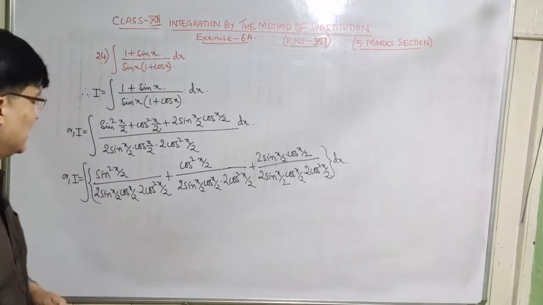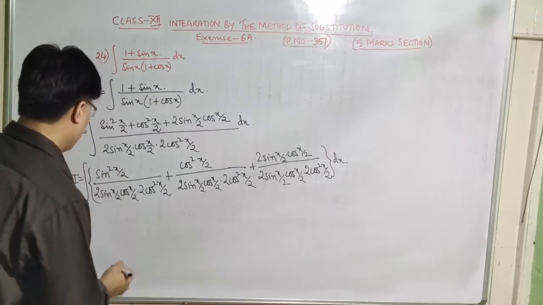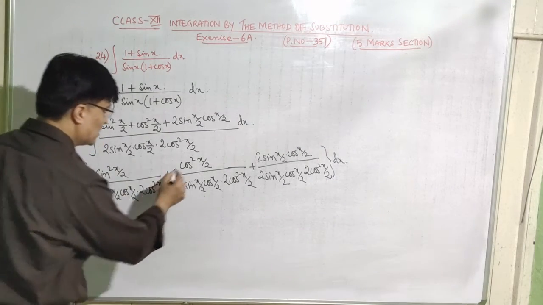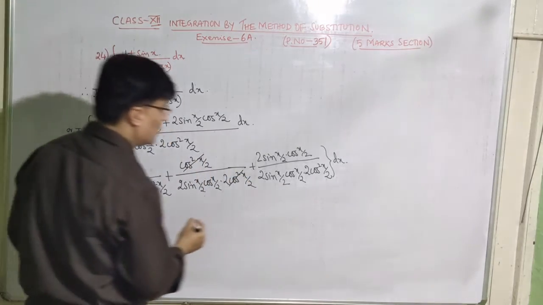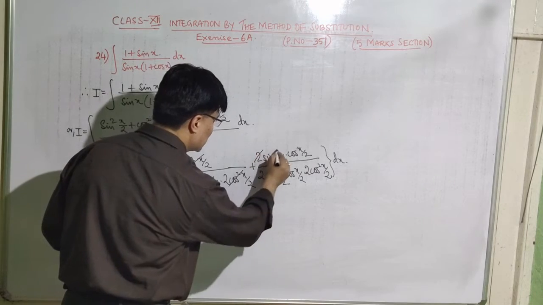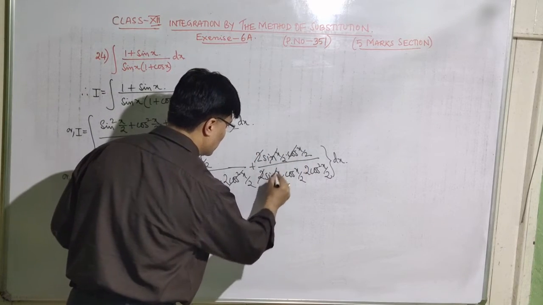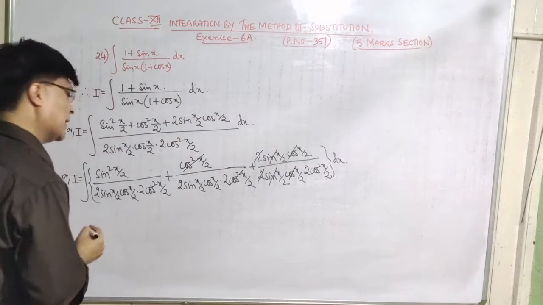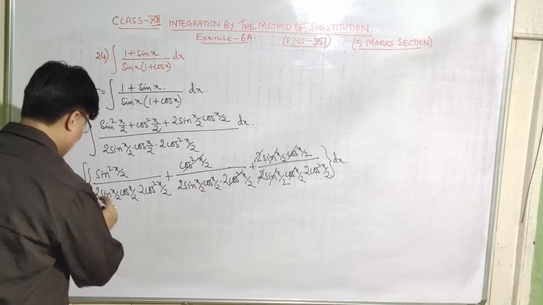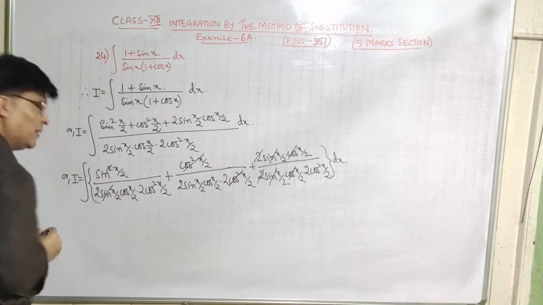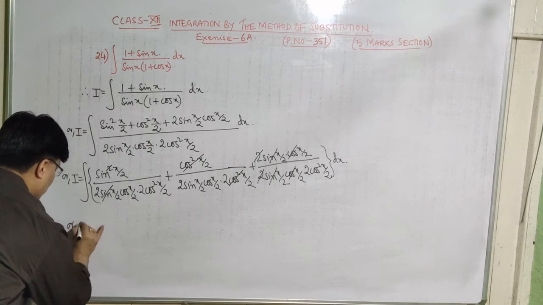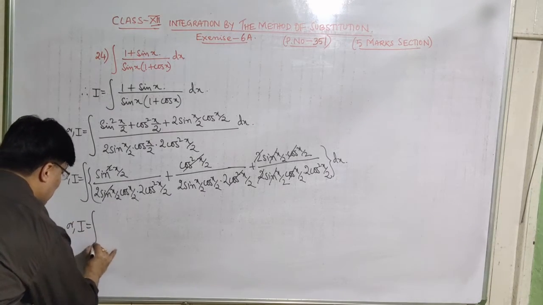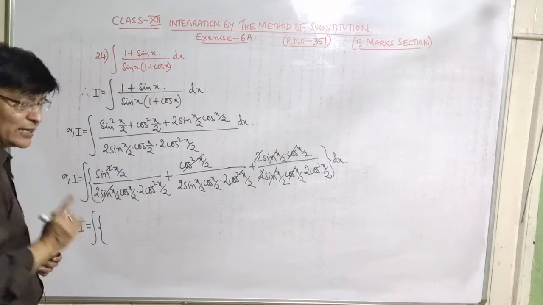So now let us simplify it. So here you can cancel this cos square x by 2. Here you can cancel this 2 sin x by 2 cos x by 2. Okay, so here you can cancel this sin x by 2, and the square will be cancelled. Okay, so now I is equal to integral sign within second bracket.